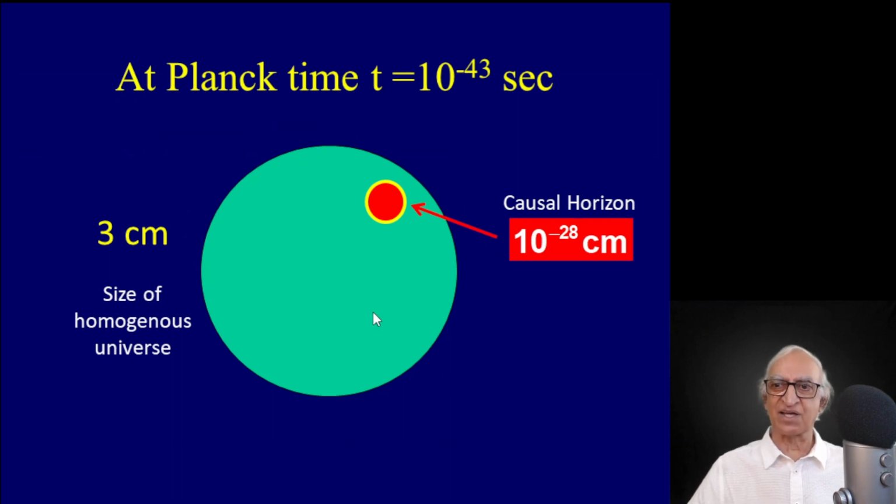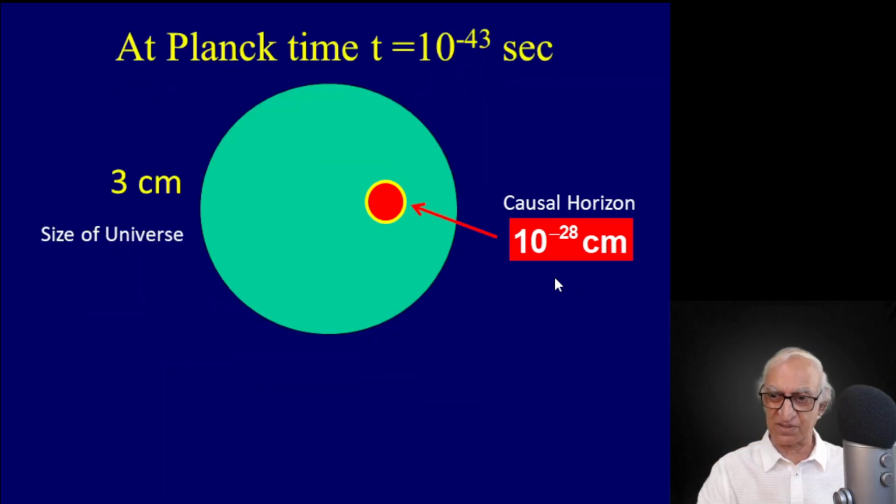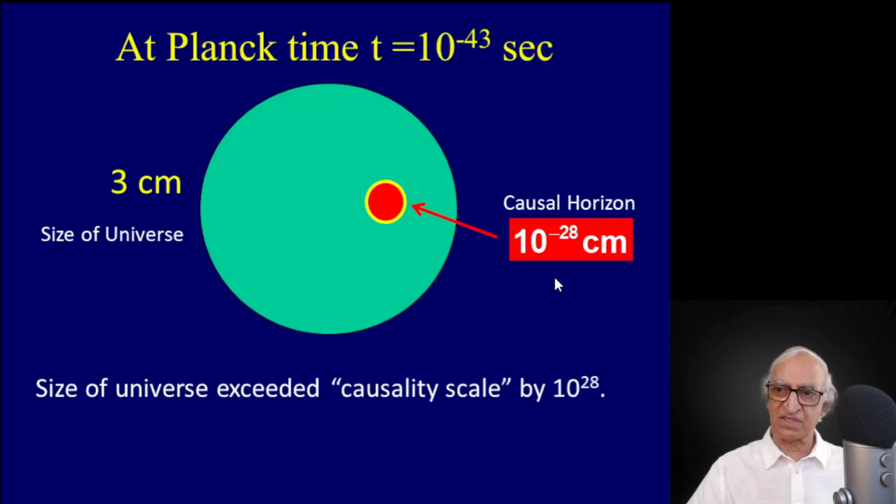And that is why I drew this picture. At Planck time, the size of the universe was a couple of centimeters, but the size of the causal horizon was only 10 to the power minus 28 centimeters, and therefore the size of the homogeneous universe at Planck time exceeded the causality scale by a factor 10 to the power 28.